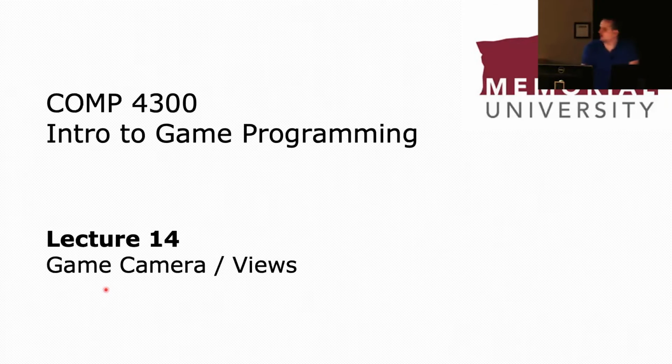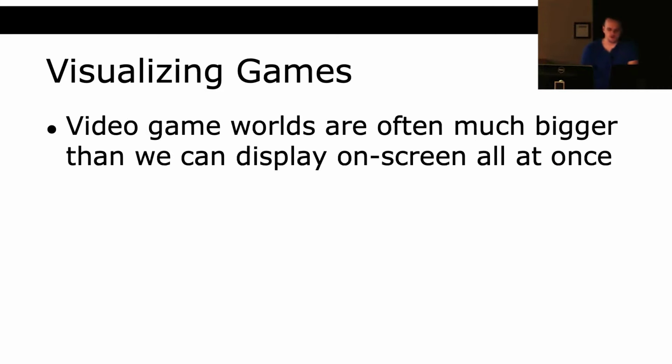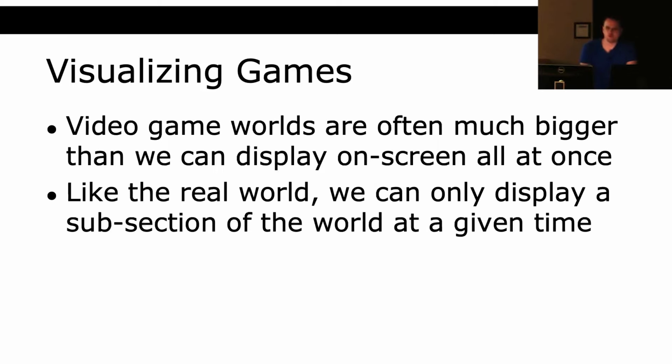So lecture number 14, cameras and views. So when we talk about video games, we've got this game world with stuff happening in it, and we really do have to visualize that somehow. We've got to be able to display that information or a subset of that information to the user. And so video game worlds are often much bigger than we can display on the screen all at once. And so just like the real world, you can't see it all at any given time, right? So we can only display a subsection of the world at any given time.